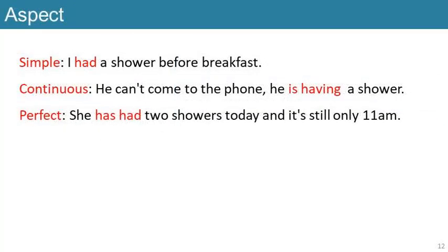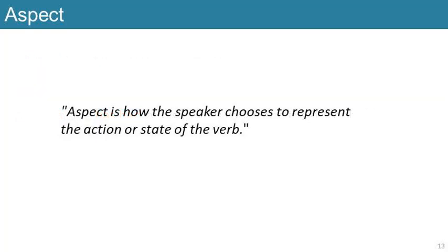Now let's turn to aspect, the second important term to understand when talking about verbs. In fact, we have already had examples of the three aspects in English in the non-native speaker's answer to the question about tense, namely the simple aspect, the continuous aspect, also called the progressive aspect, and the perfect aspect. We can define the aspect of the verb as how the speaker chooses to represent the action or state of the verb. This is a fairly nebulous definition, so let's look at an example of each aspect in order to get a better understanding of the concept.